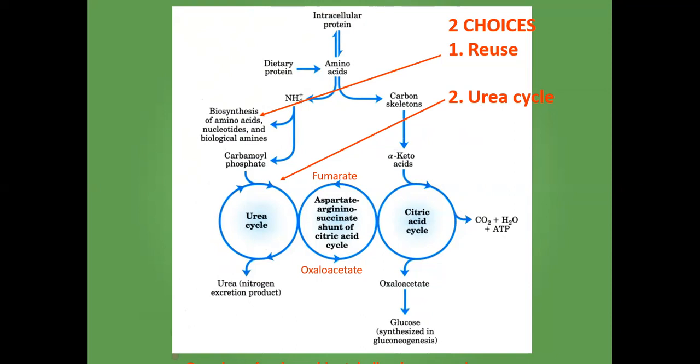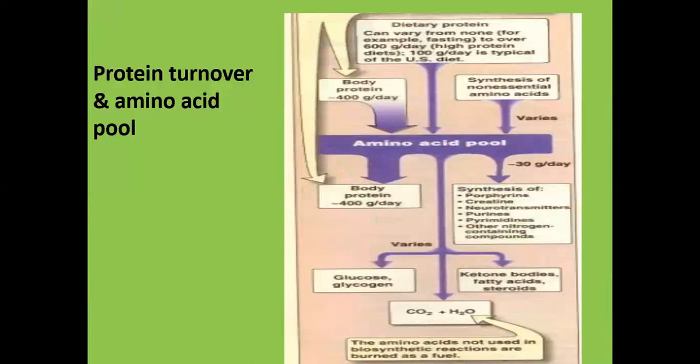Now, this amino acid pool, where is it present in the body? This amino acid pool does not have any anatomical reality or anatomical boundaries, but it is present in the intracellular compartment as well as in the extracellular compartment. But this varies with the pattern and the concentration of the amino acids in the pool.